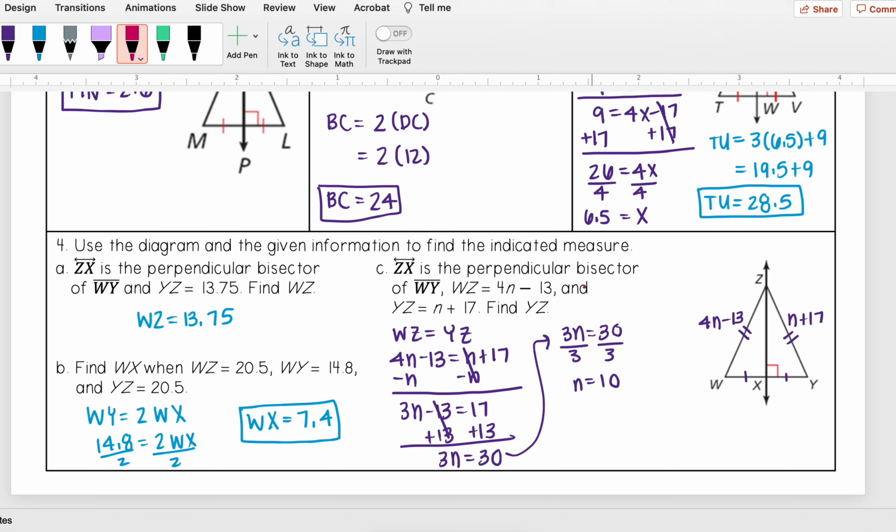However, I'm not done. It's wanting me to find the length of YZ. So I need to plug that back in. YZ was n plus 17, so I need to replace that n with 10 plus 17. And I get that YZ is equal to 27.